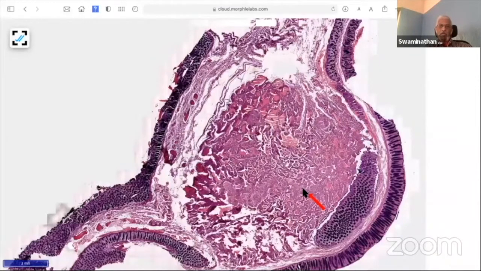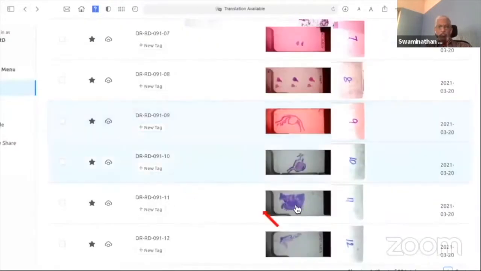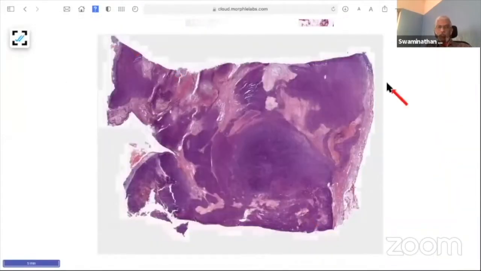But to me, today, it is not necessary. Tomorrow, it may be a different picture. Case number 11. So this is the mucosa, this is the serosa.